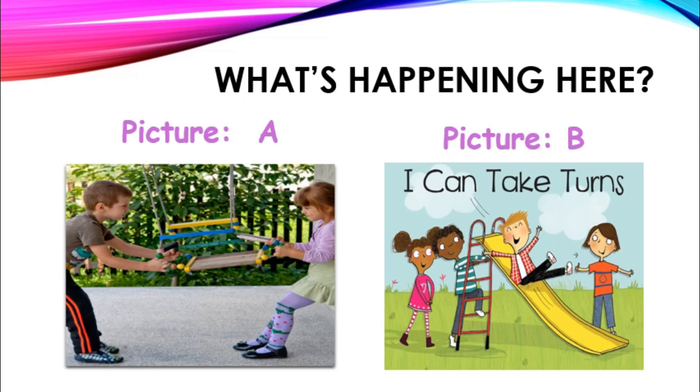You are really smart. You have guessed it right. The brother and sister are really angry. They are not having a good time. Instead, they are wasting their time. Whereas children in picture B are really happy. They all have one slide, but they are taking turns. They are enjoying the slide one by one. That's great, isn't it?